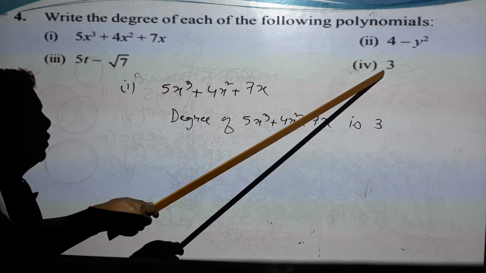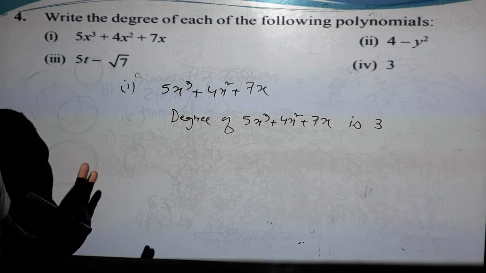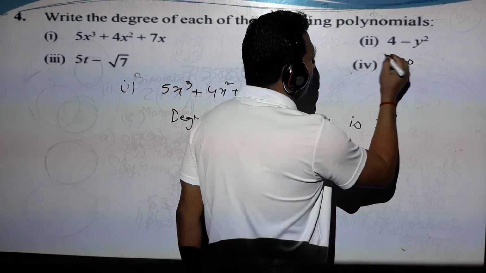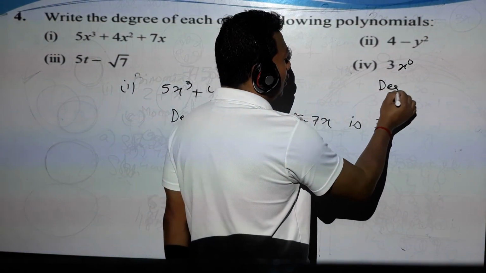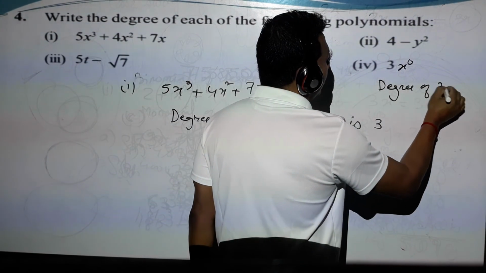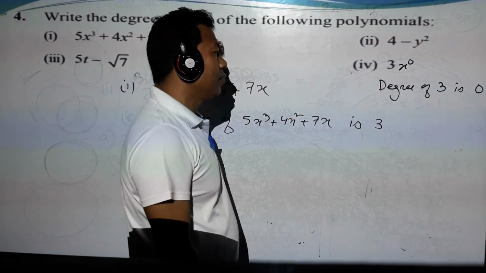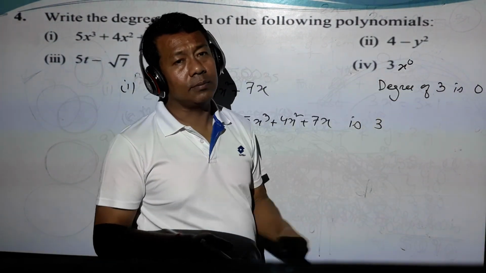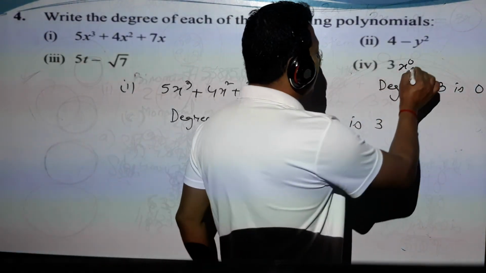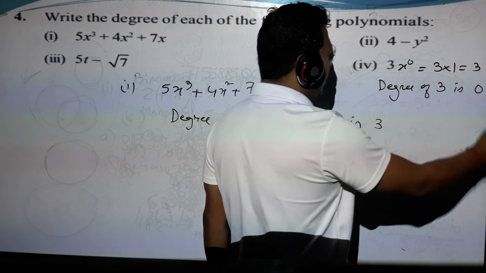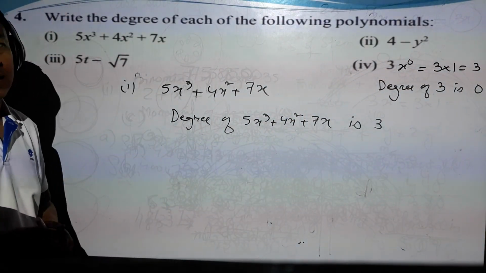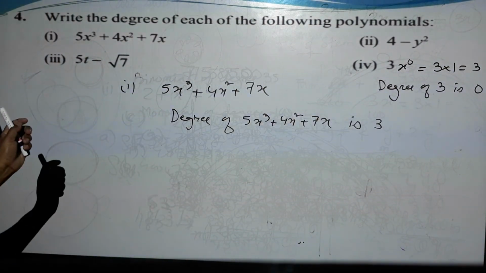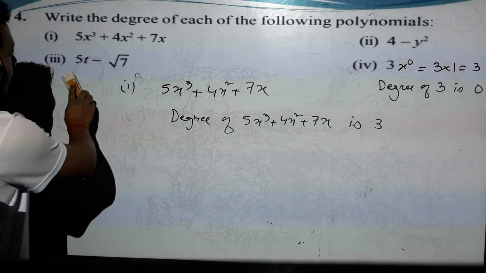What about this? The single number 3. There is no variable, so the power of any variable will be 0. So the degree of 3 is 0, because there is no variable. If you want, you can put a variable x or y and put the power as 0. Anything to the power 0 becomes what? 1. So the degree of any constant number is 0. Okay, let's see the next.